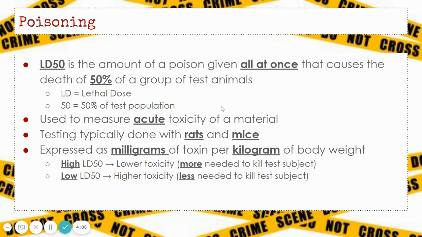If we have a very high number of milligrams per kilogram of body weight, a high LD50 is a less toxic substance because that means we need more of it in order to kill the test subject. A low LD50 number means that it is very toxic because we only need a small amount in order to kill the test subject, right? So that's a little bit opposite of what a lot of students think. A high LD50, low toxicity. Low LD50, high toxicity.